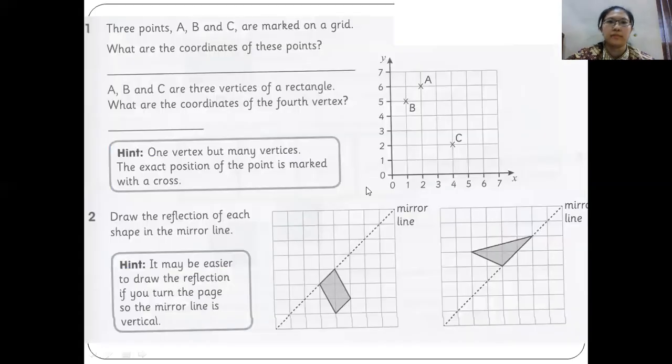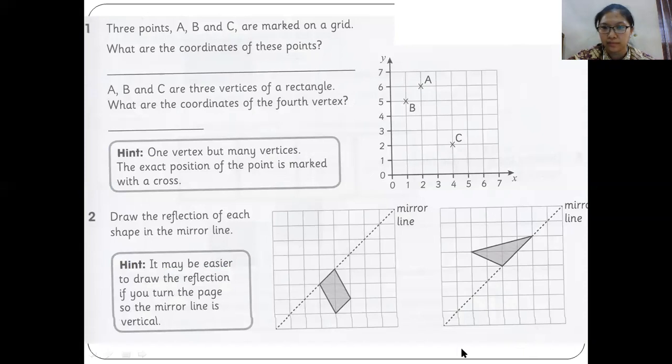Okay, so that's translation. Okay, let's see these questions. I've explained three things just now: coordinates, reflection, and translation. Question 1. There are 3 points, A, B, and C, marked on the grid here in this picture. What are the coordinates of these 3 points?